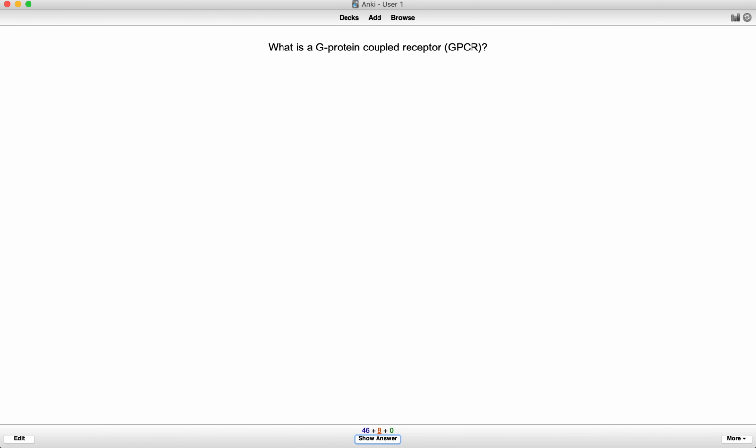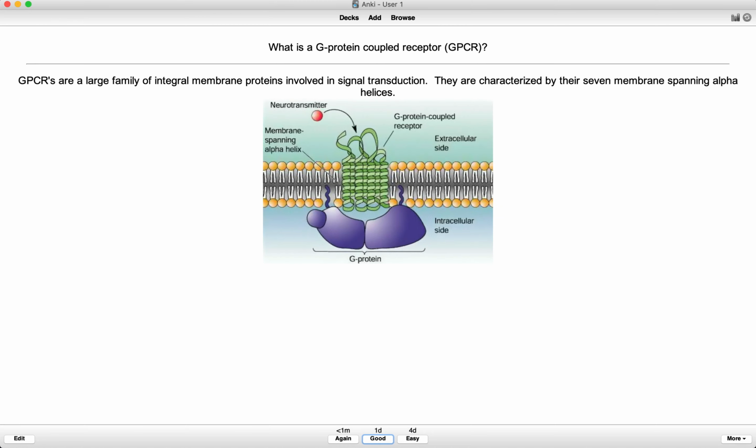So G protein coupled receptors are involved in cell signaling, and they are a family of integral membrane proteins. So they have a protein that extends to the inside and the outside of the cell. And I think that's all I remember. Oh, yeah, the 7 transmembrane, and they have 7 membrane-spanning alpha helices.